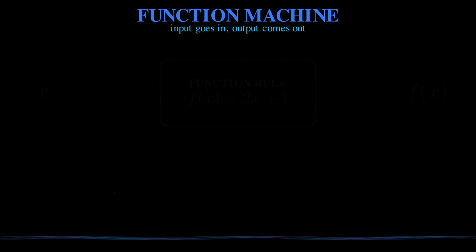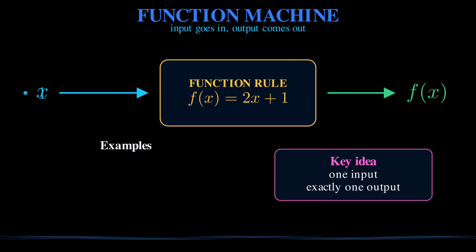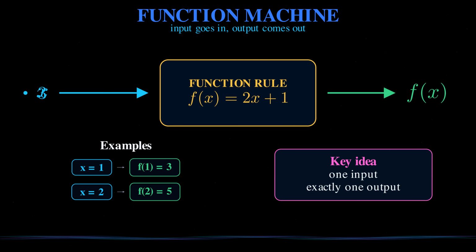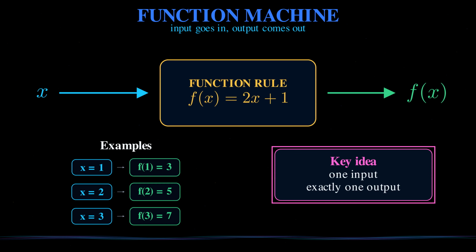Think of a function as a machine. An input goes in, the rule acts on it, and an output comes out. For example, suppose the rule is multiply by 2, then add 1. If the input is 1, the output is 3. If the input is 2, the output is 5. If the input is 3, the output is 7. The important idea is this: each input must produce exactly one output. If the same input produces two different outputs, it is not a function.